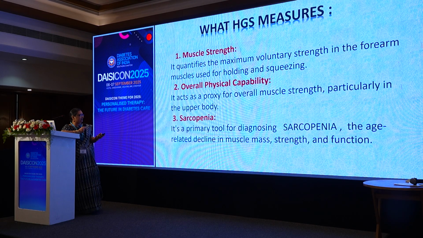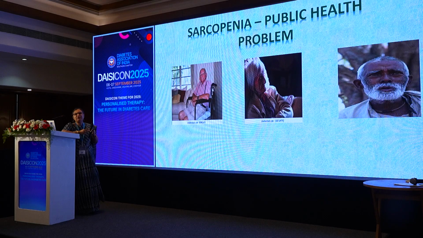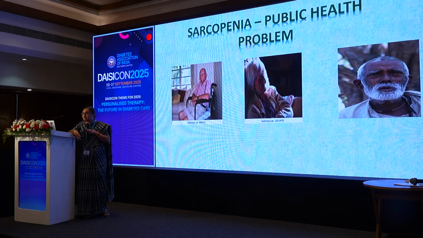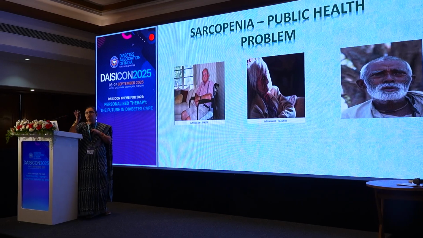diagnosing sarcopenia. So why should we know this? Why do we need to know about this muscle strength? Sarcopenia is a public health problem, not diabetes, hypertension, or CVD. We have so many geriatric patients who don't have diabetes, who don't have hypertension, but who have sarcopenia and osteoporosis, and they have multiple falls, fractures, and are not able to move at all.